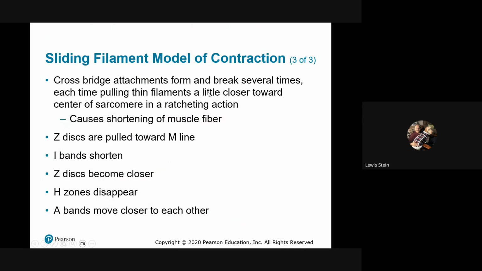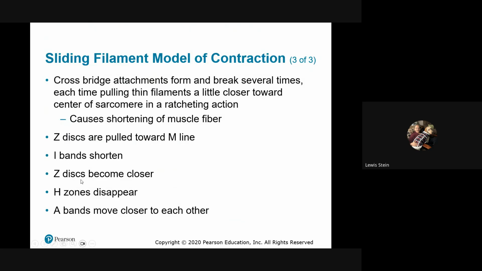So cross-bridge attachments form and break several times. And so, like I said, if you're lifting something light, you don't have to do a whole lot, but if you're lifting something heavy, you have to recruit more forces, and effectively that's something we address as well here. So the Z discs are pulled toward the midline. The I bands appear to shorten. It's all about visibility. They shorten when we're looking at them, if you will, because they're overlapping more.